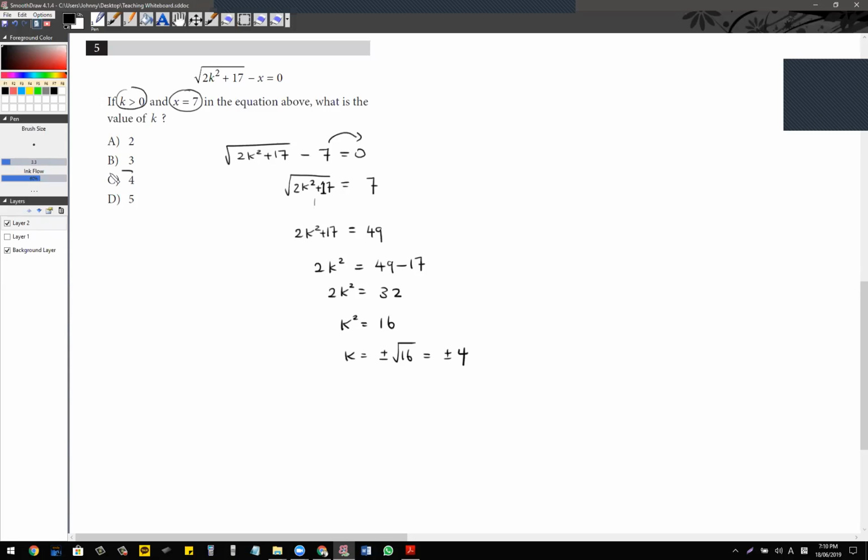Right. Wait, why square root? Oh, because I need to find the value of k, right? Yeah. This is k squared, so I need to find the value of k. Oh, I just take the square root. Right. Okay. Does everything make sense to you here? Yes. Okay. Try this one yourself.